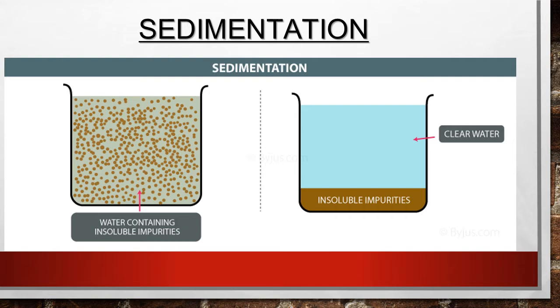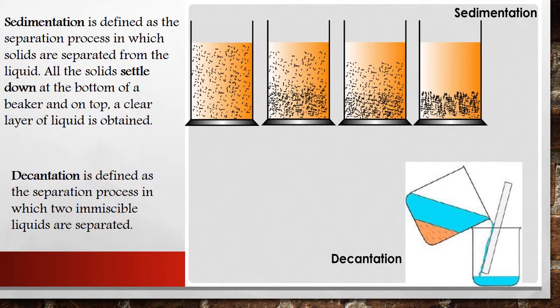After some time, you can see in the second picture on the right, the insoluble impurities, or we can say the soil, have settled down at the bottom. This process of settling down of insoluble impurities is known as sedimentation. And here you can see above the clear water. So this process is known as sedimentation. Here you can see the definition of sedimentation.